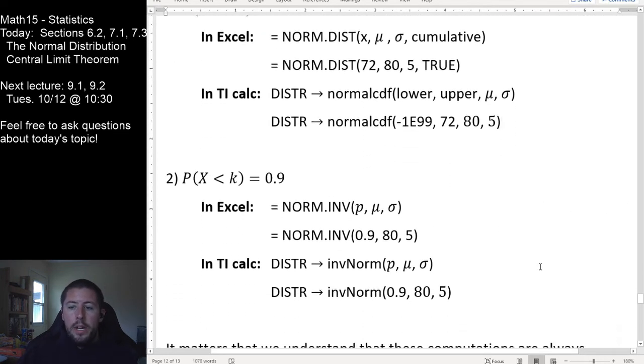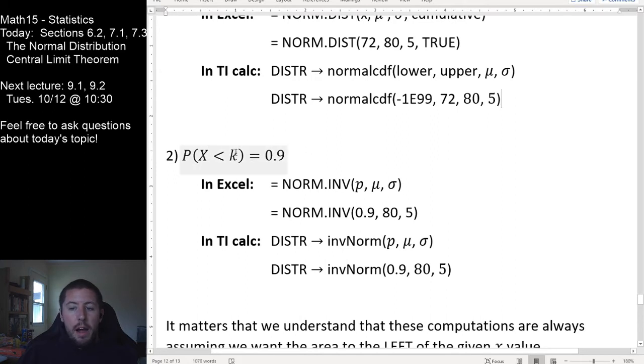Now, when we did our second problem here, find the special value that causes 90% of our values to be to the left of that, we did norm inverse in Excel, and it's always going to take in this probability of interest here, which is the 0.9. Mu and sigma are average and standard deviation. So this is exactly what I just did in Excel to get my answer of the 84 point, or was it 86.4 right there?